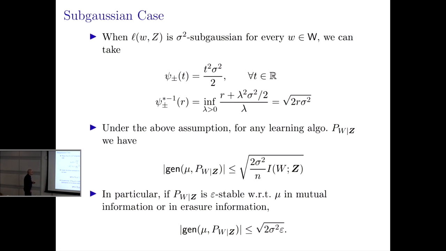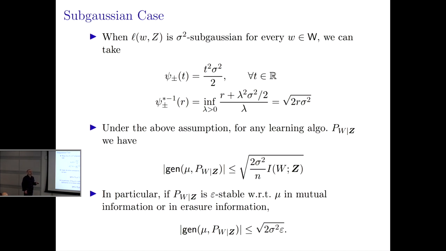So the simplest case is the sub-Gaussian case. I just put the general one up there for the purposes of keeping things sufficiently general, but the sub-Gaussian case is the interesting one. In the sub-Gaussian case, we can just take both psi plus and minus to be t squared sigma squared over 2. And that happens when this loss function is sub-Gaussian for every hypothesis W. The reason why I have the general thing is if, let's say, we're dealing with quadratic loss and Z is Gaussian, then the square of a Gaussian or of a sub-Gaussian random variable is not sub-Gaussian. It's actually something called sub-gamma, and it has a slightly more complicated form.